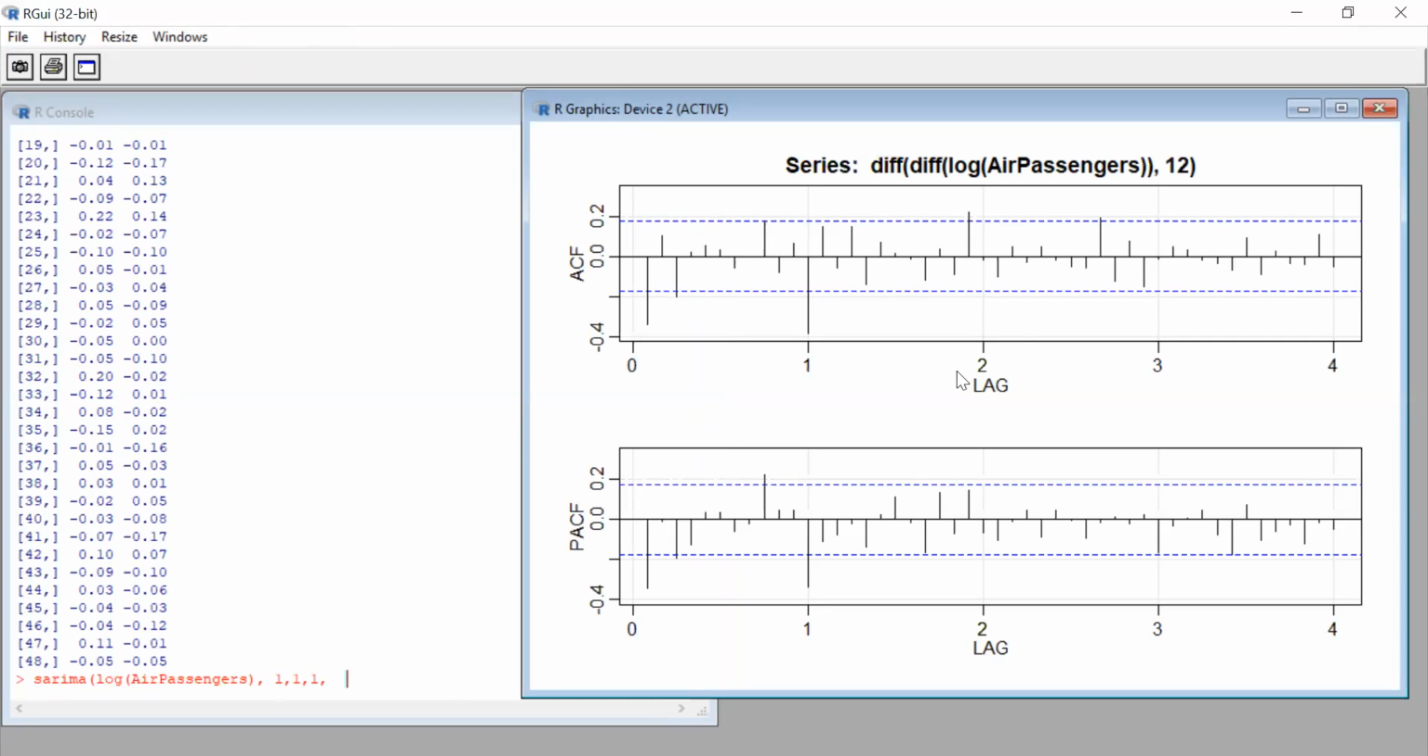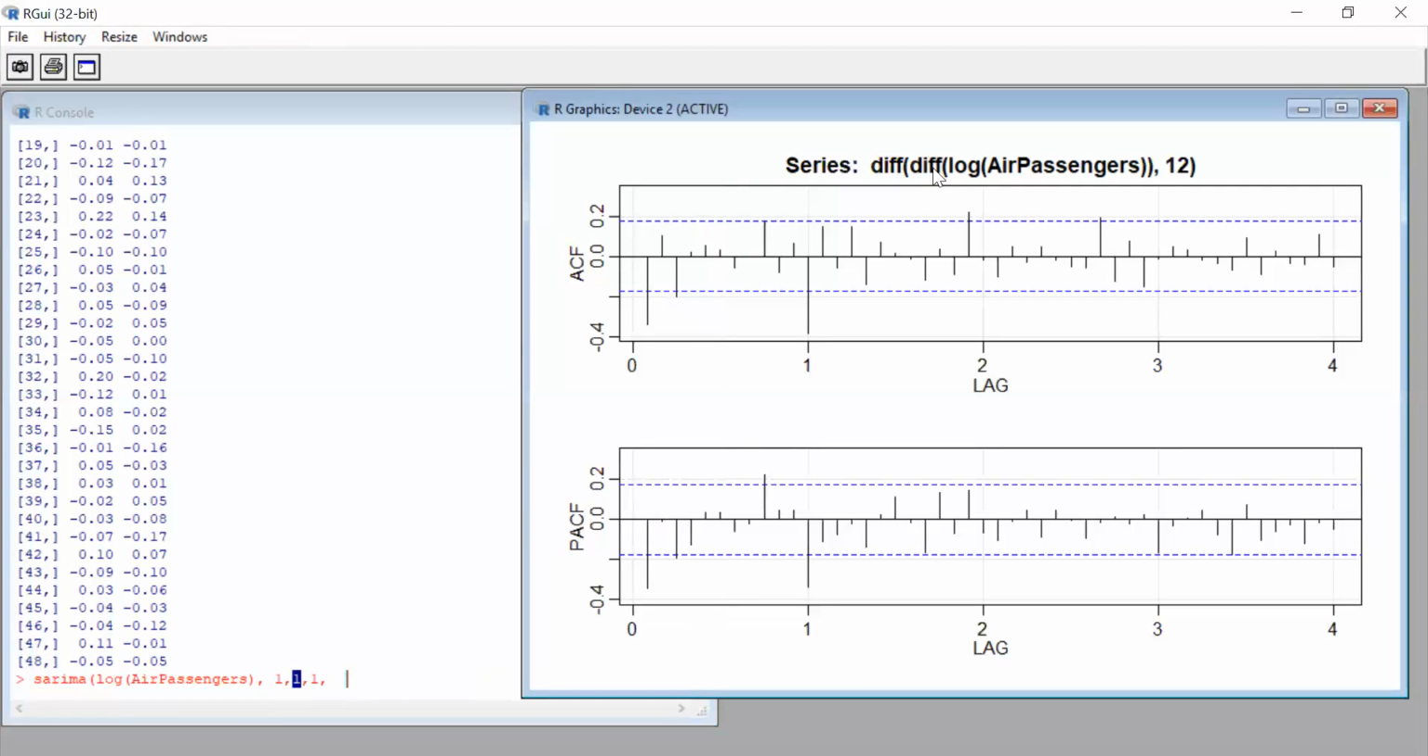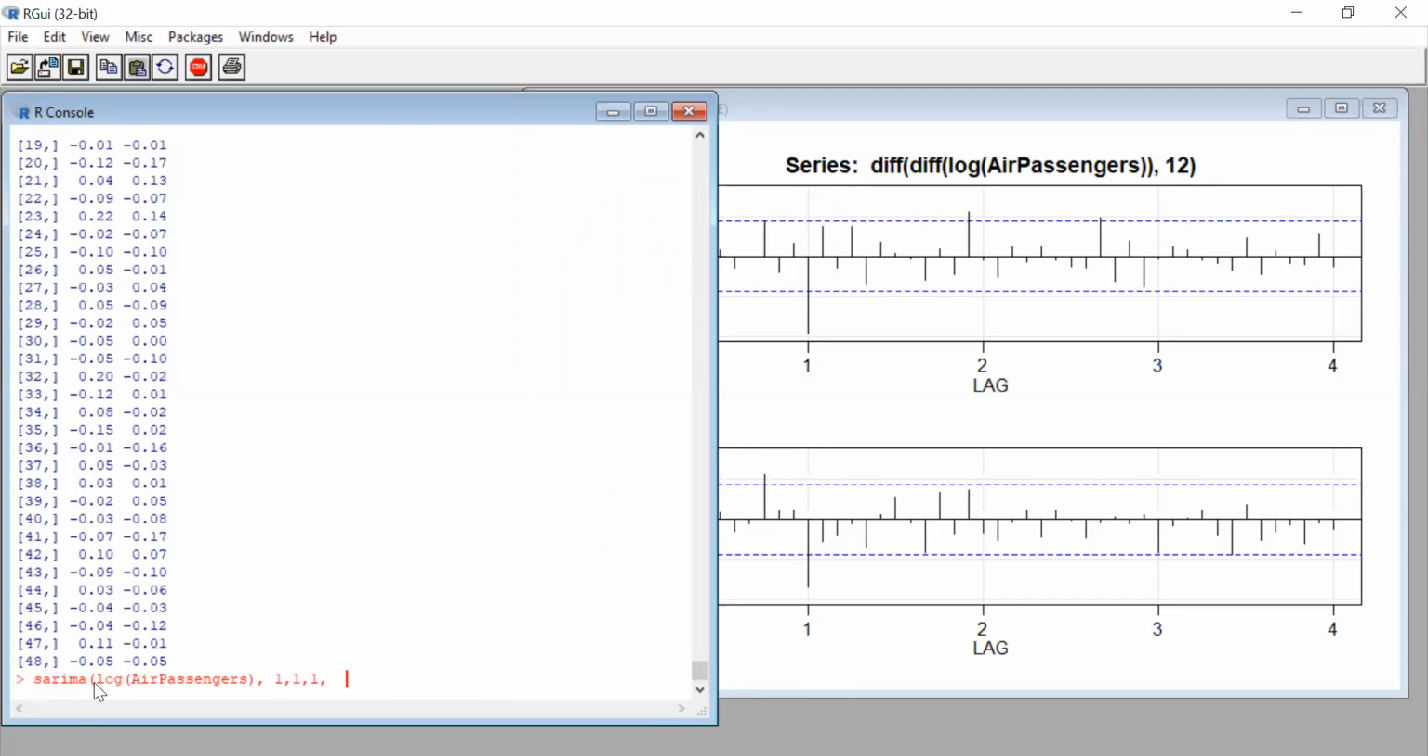So it is not clear. So simply just plug in p equal to 1 and q equal to 1. And the middle one is for the difference. I mean this difference. We took the difference because of the increasing trend. So this one is small d equal to 1. That is taking this difference, not this one, right? Because we didn't plug in the diff here, right? So we plug in small d equal to 1.